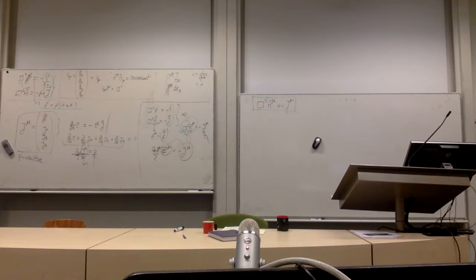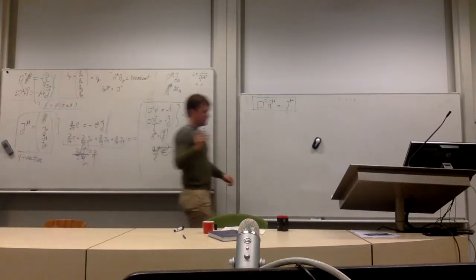Is this only true if you define both A mu and J mu as covariant vectors? It's contravariant in this case. Contravariant, yes. So if they were both covariant, it's fine too, as long as they're the same.